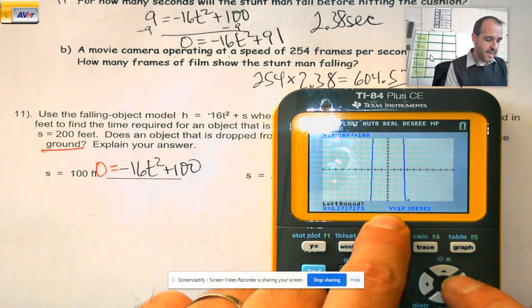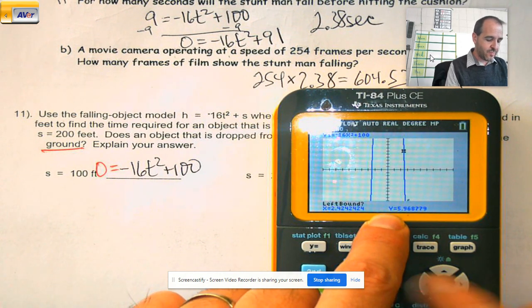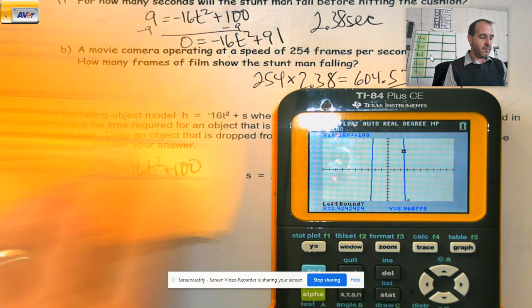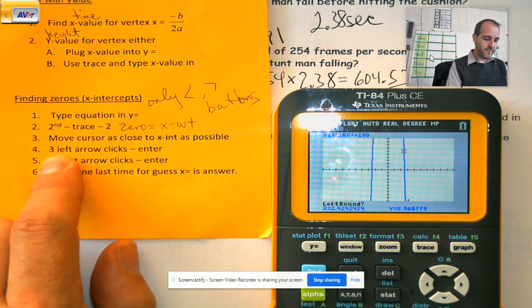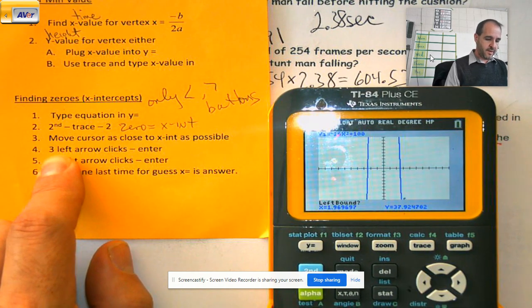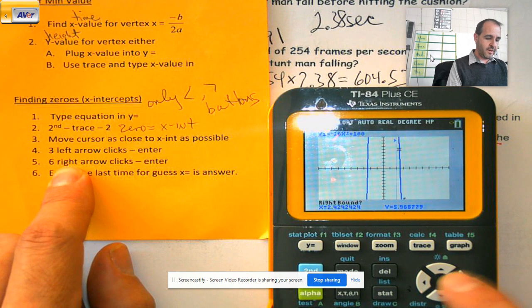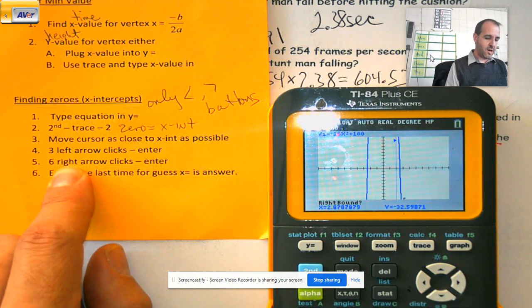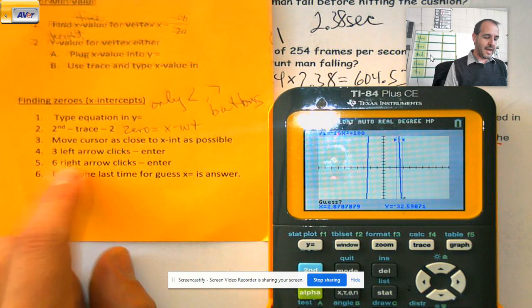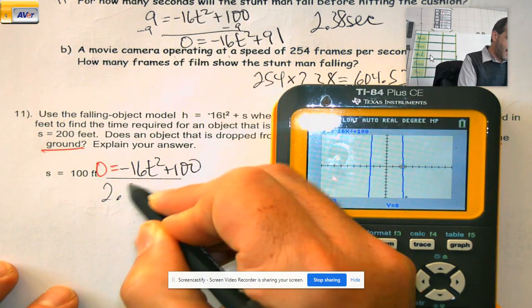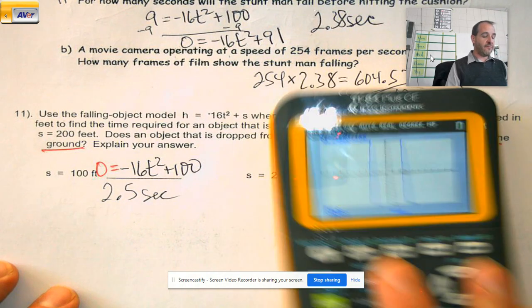Those are pretty close to the same thing, so either one will work. Again, 3 left, 1, 2, 3, enter. 6 right, 1, 2, 3, 4, 6, enter. And one last time for the guess. Okay, so 2.5 seconds. So what are we trying to figure out?